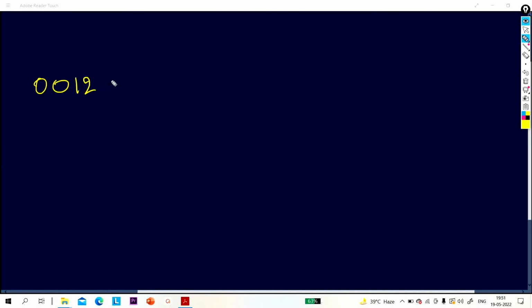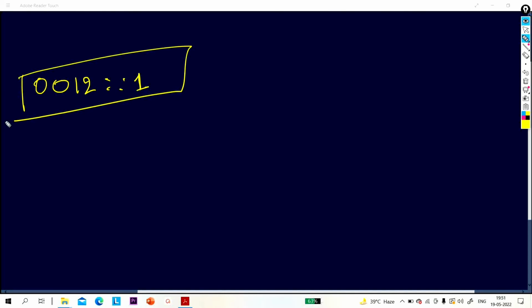Now if I have an address like 0012, fine, colon dual colon 1, how will you write this IPv6 address in complete fields? See, first of all we can simplify it again as well. We can skip these leading zeros because they are present on the left side. So it can be simplified like this as well, 12 colon dual colon 1. And how will you write it in complete fields?